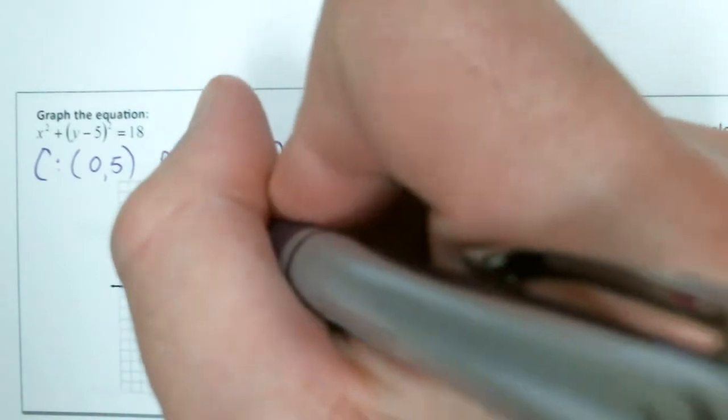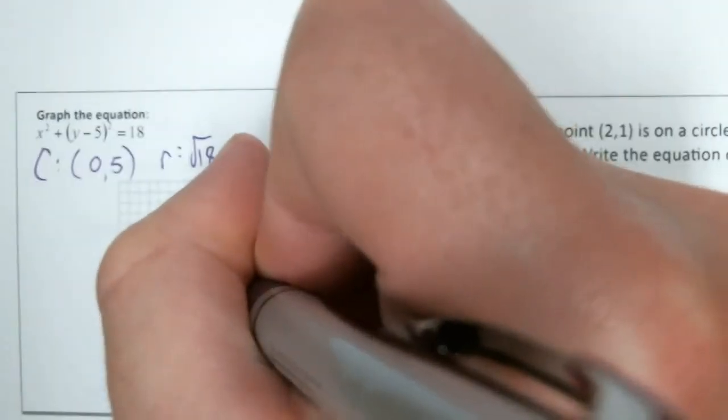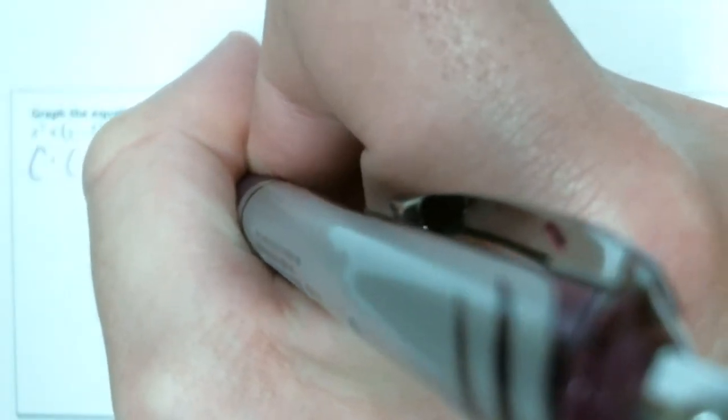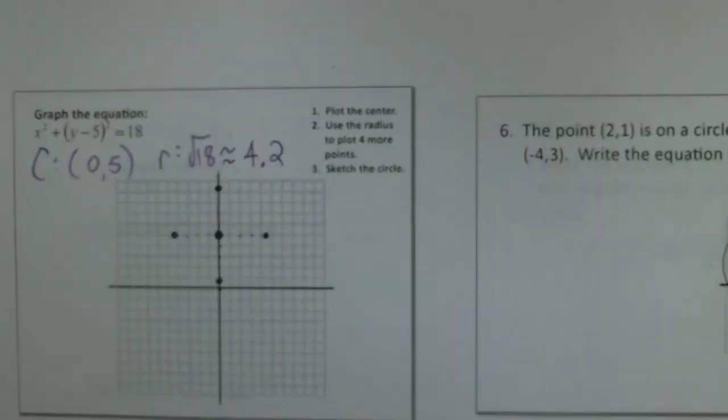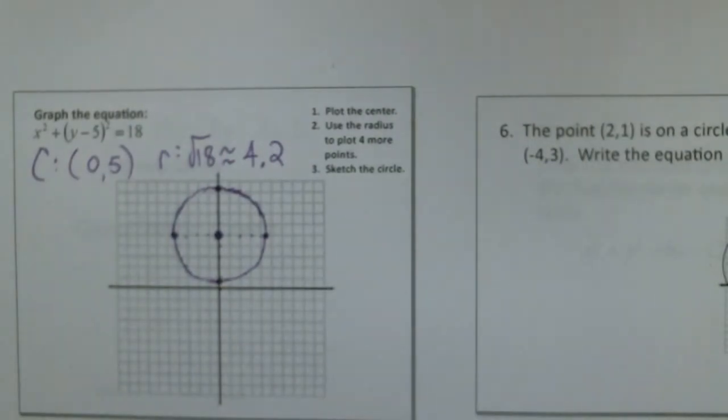All right, so let's count. 1, 2, 3, 4, little mo, in each direction. And let's go ahead and draw our circle. Just sketch it, it doesn't have to be perfect. I like to do it a quarter at a time. Okay, all right, so there's our circle.